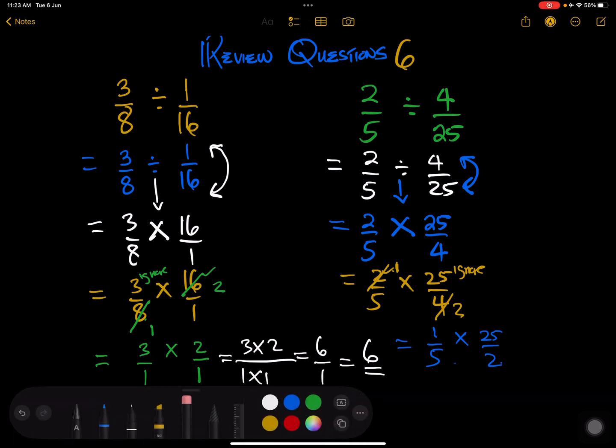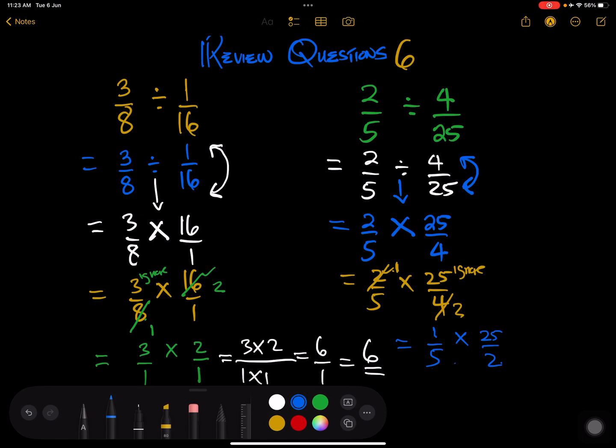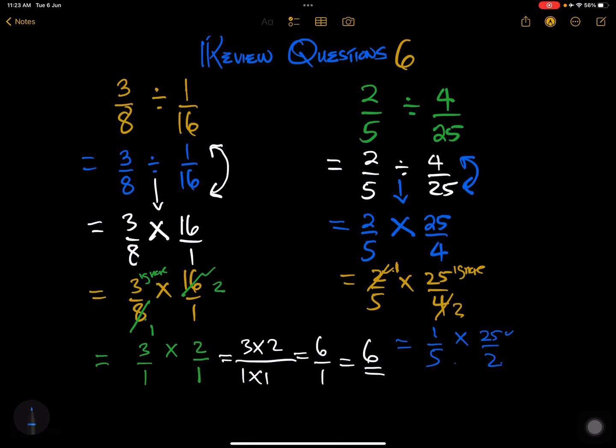What about picking the number 25? If we pick the number 25, we have to ignore 1. The number 25 cannot go into 2. The number 25 cannot go into 5. However, 5 can go into 25. 5 will go into itself 1 and go into 25 5 times. So we're going to have 1 over 1 times 5 over 2. We're going to get 1 times 5 in the numerator and 1 times 2 in the denominator.